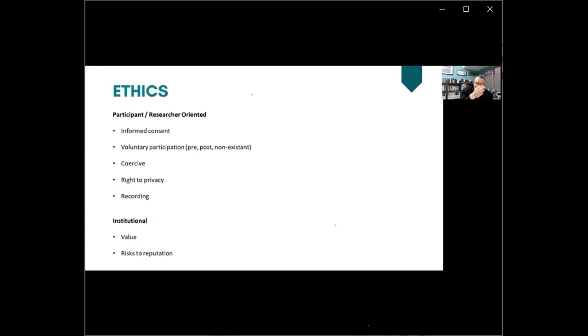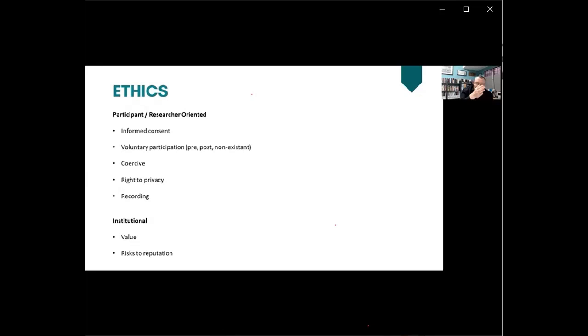And finally, recording also involves storage. Where are we storing all of this? Who is going to have access to it? How can it be used beyond this research? So for example, if I do some recordings, am I going to be using this with perhaps a journal article or two as well? From an institutional perspective, we're looking at issues of value and risks, or risk to the reputation of the institute itself.